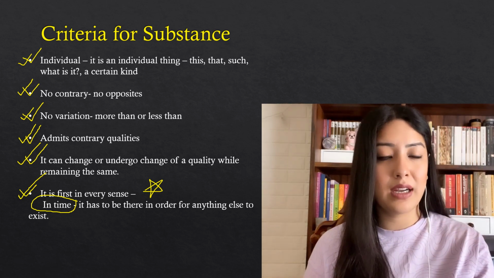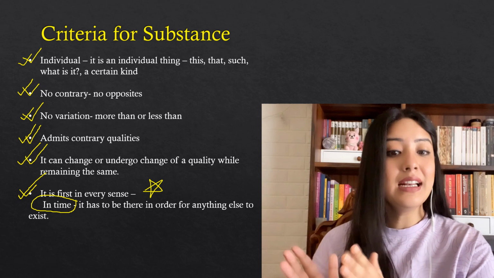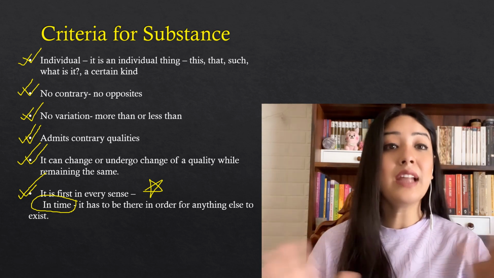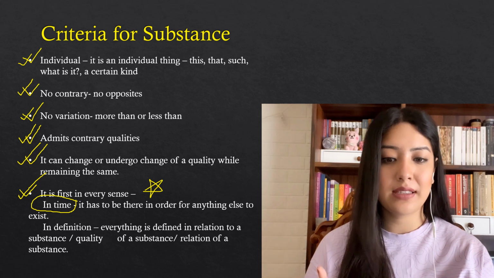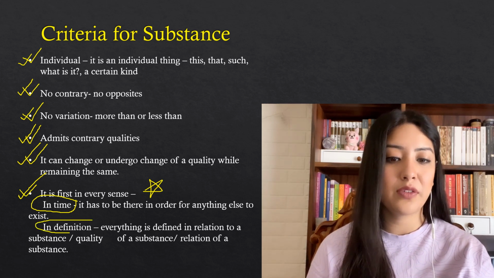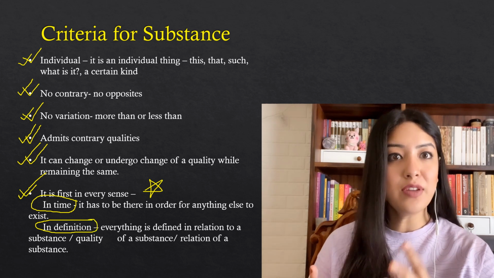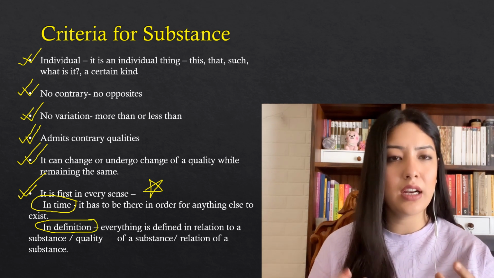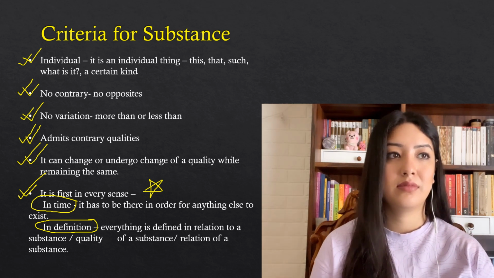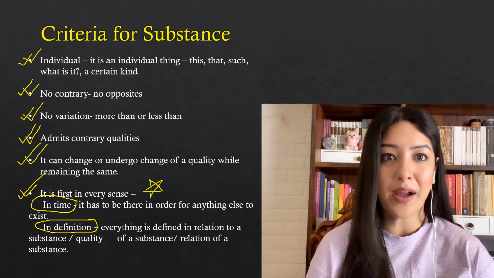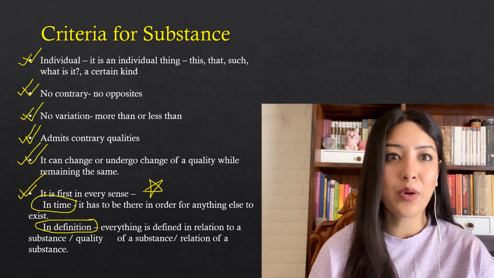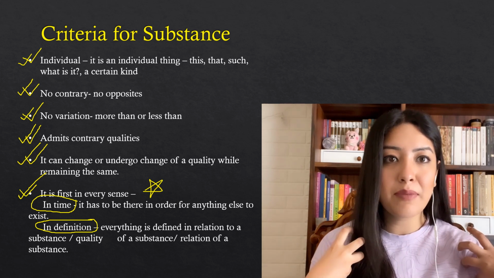Substance is prime according to Aristotle, and in time it has to be there in order for anything else to exist. In definition, let's look at this. Everything is defined in relation to a substance, okay? Quality of a substance or relation of a substance. Everything that you see around you is defined in accordance with the substance. I am angry. Why are you angry? The quality of being angry, okay?